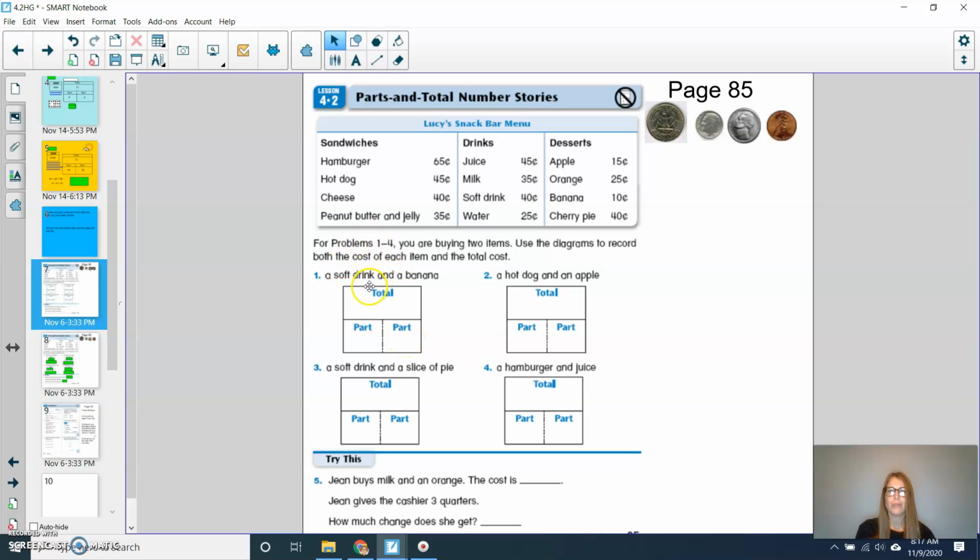So can you work through problems 1 through 4 on your own, and then press play when you're ready to check problems 1, 2, 3, and 4. Press pause now.